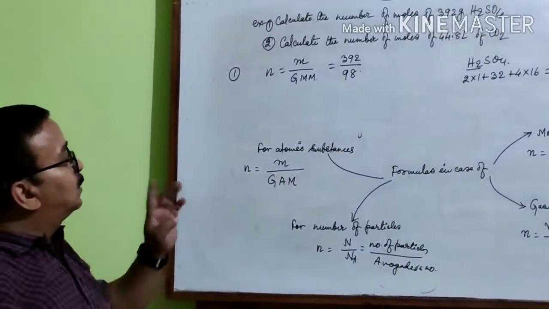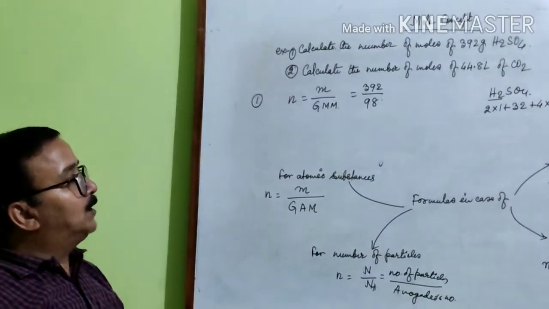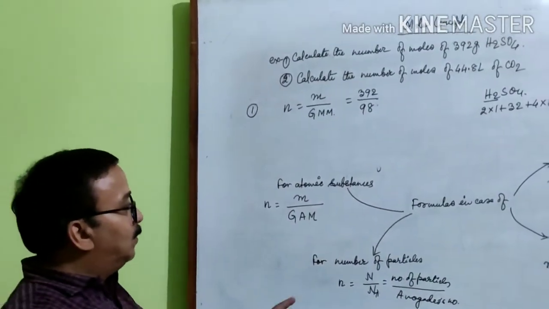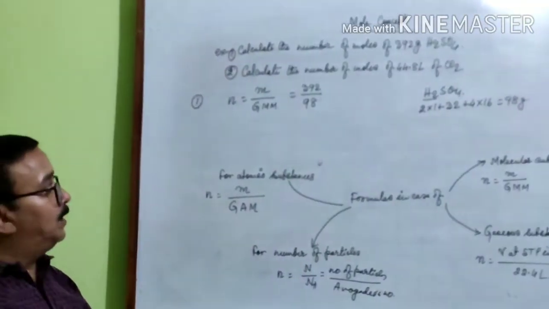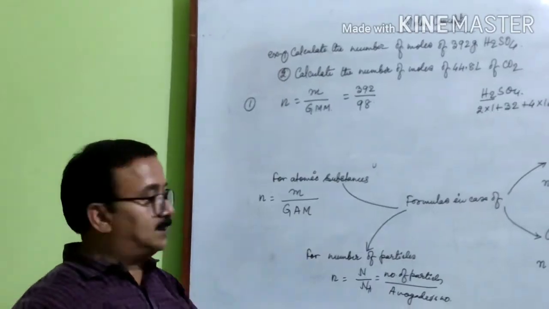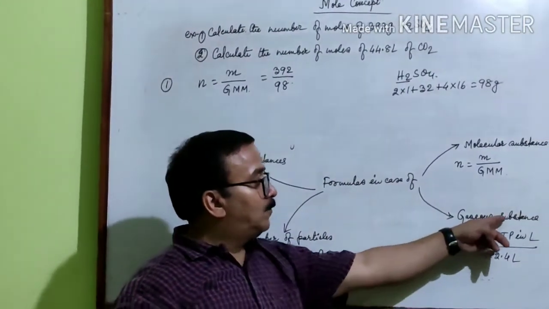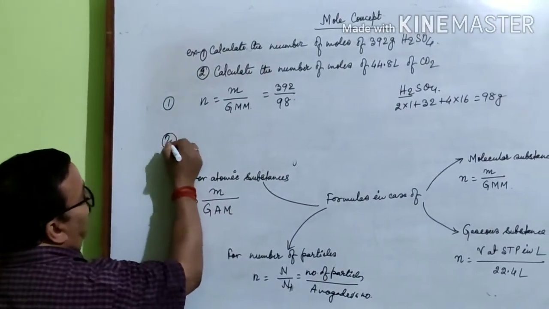Okay. Now question number 2. Calculate the number of moles of 44.8 liter of CO2. Which formula is applicable? CO2 is a gas, in gaseous state. Therefore we have to calculate the number of moles for gaseous substances, so we will use the formula for n.